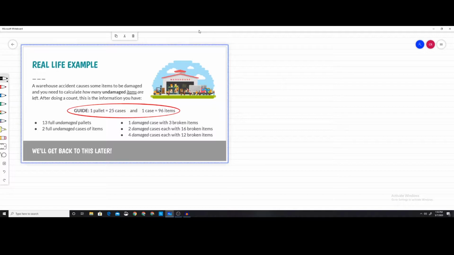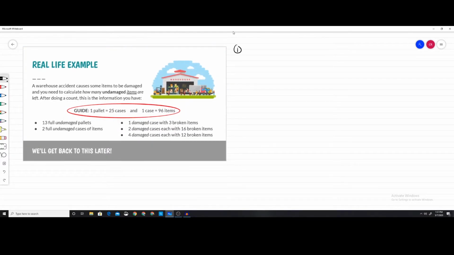And the key to this question is this guide right here, because it tells us how many cases and items are held by every pallet of goods. So, for example, in the first bullet point, it tells us that we've got 13 full undamaged pallets. So I'm going to start with number 1, and I'm going to go ahead and start opening up parentheses. Now, every time I open a parentheses, that's going to represent another bullet point where I've tried to write an expression that shows the total.